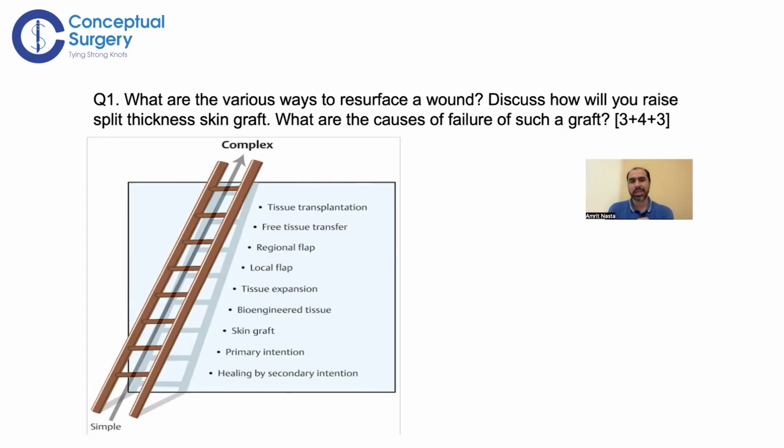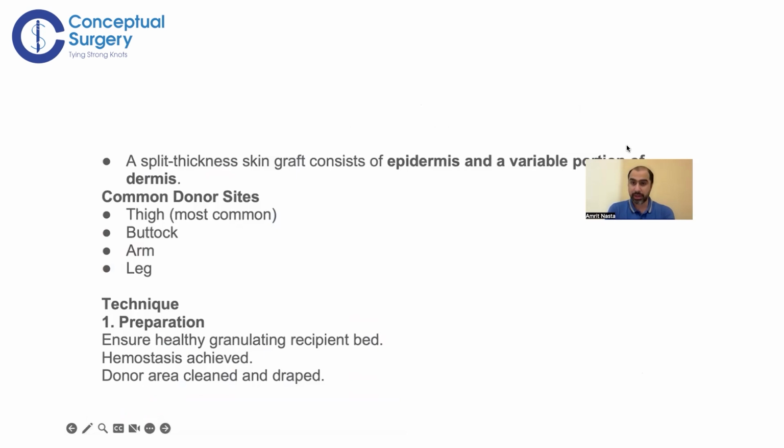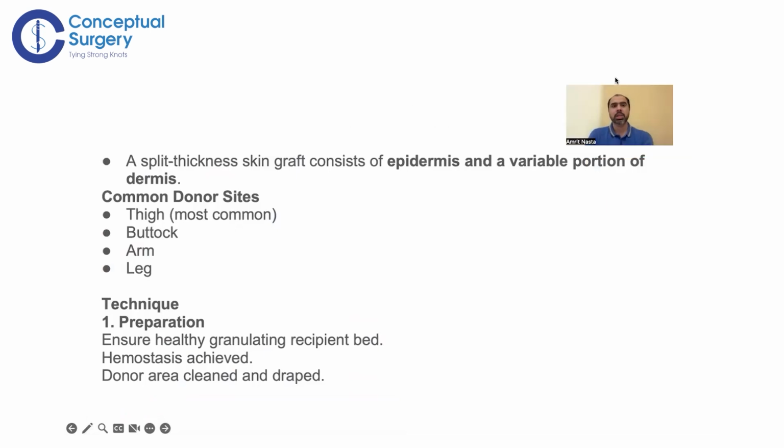Second part, how will you raise a split thickness skin graft? I am sure some of you would have definitely done this in your residency days, so it's not very difficult. Split thickness graft, you're harvesting the epidermis and some amount of dermis. Normally, the donor site is the thigh. If it's not adequate, you can go to the abdominal wall or the buttocks. But the thigh is where we normally harvest because you have abundant skin there.